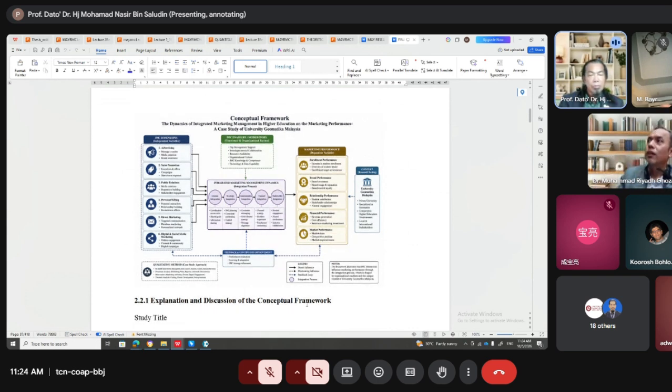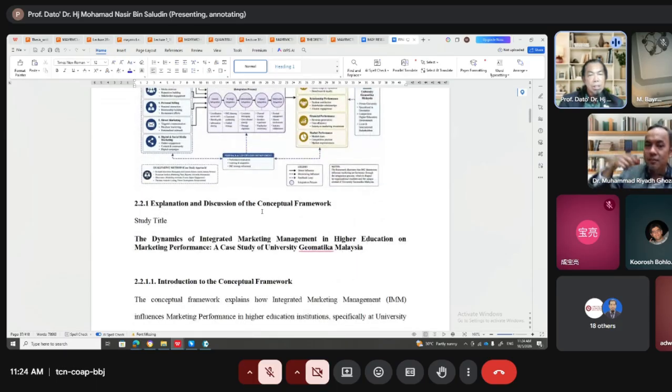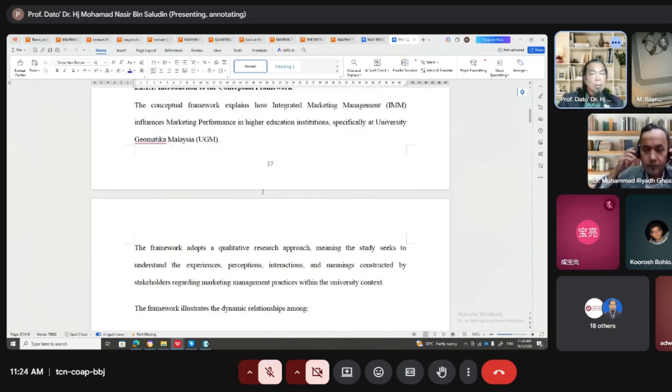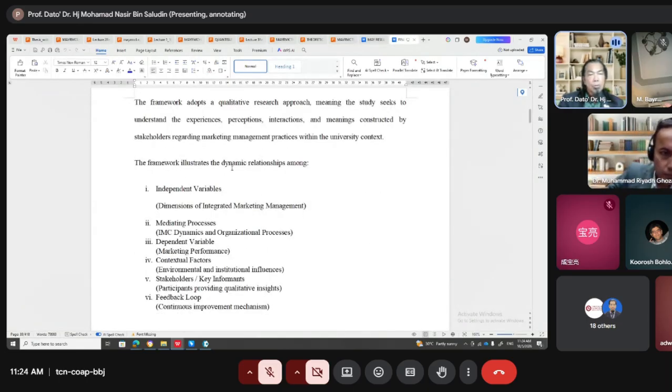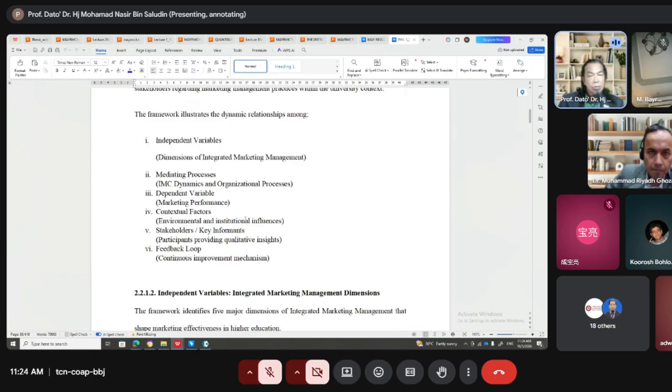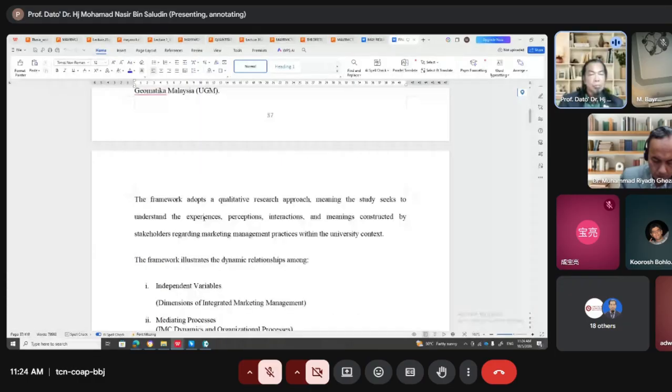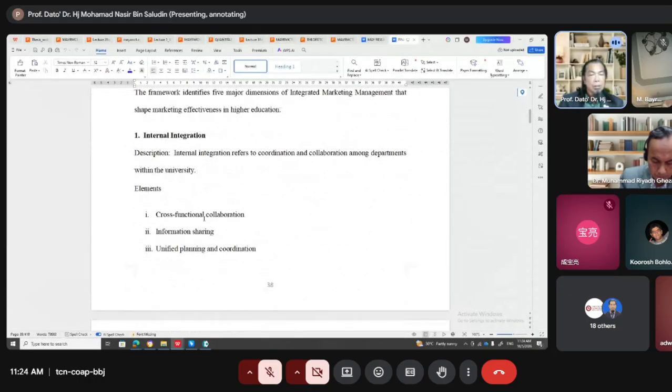explanation, discussion of the conceptual framework. They have the explanation in detail. Introduction of conceptual framework. The framework integrates dynamic relationship among the dependent variable, dimension of integrated marketing, and then the mediating process, IMC dynamic process, marketing performance, contextual environment, social influence, stakeholders, key performance, continuous improvement. That is about all of this. Give explanation.